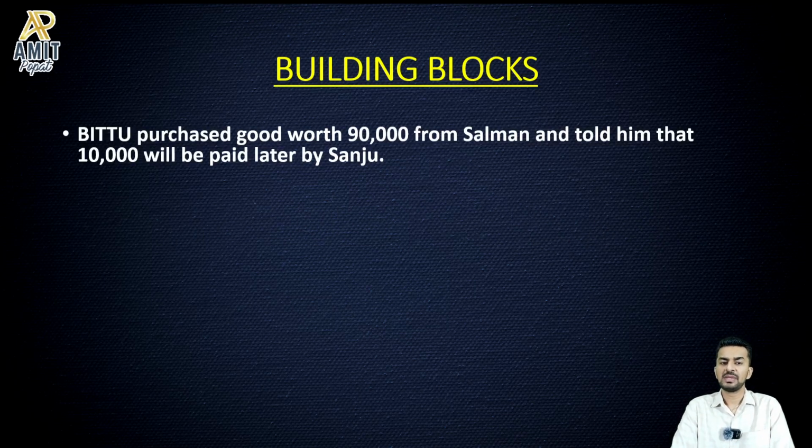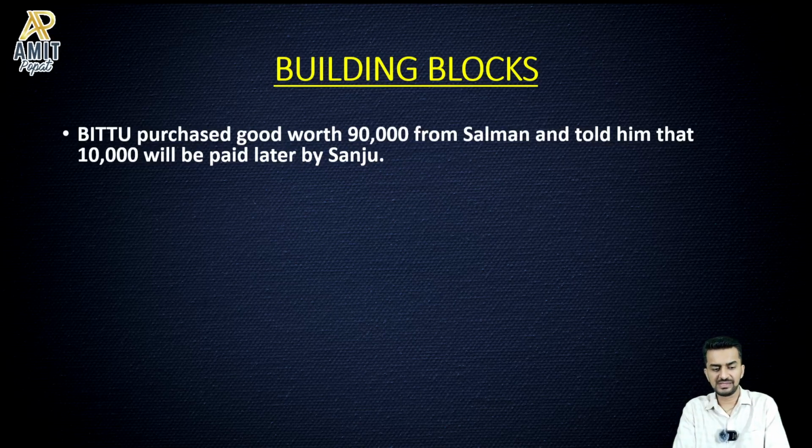Bittu went to Salman's shop, but the list that Sanju had given totaled 90,000 rupees. Sanju had only given 80,000 rupees, but now the invoice, the bill, is 90,000 rupees. But Salman said, arey yaar, don't worry, I know Sanju. Take all the goods worth 90,000 rupees and tell Sanju that he can pay me the 10,000 later whenever he is okay. 1 month, 2 months. I know Sanju is a good friend of mine. So 90,000 worth of goods were purchased, and the 10,000 that will be paid later is what we call creditors, or current liabilities.